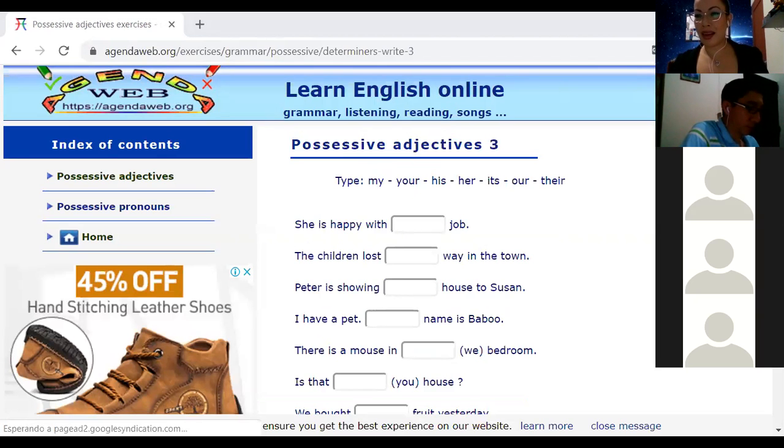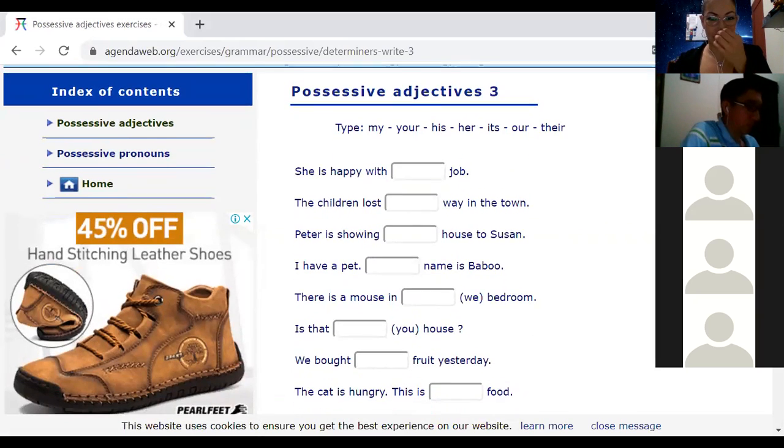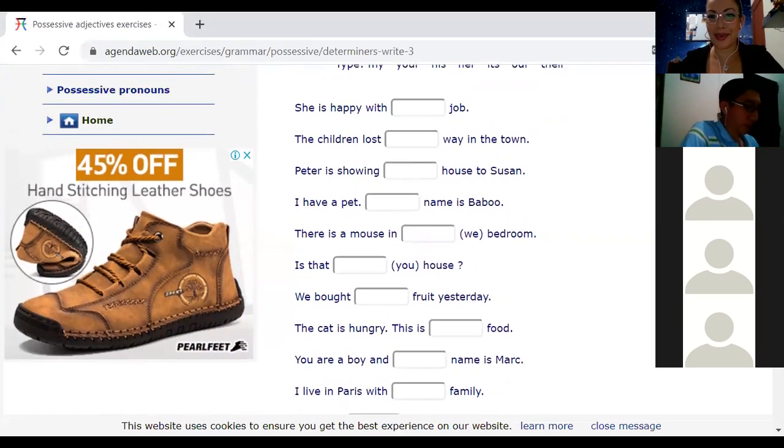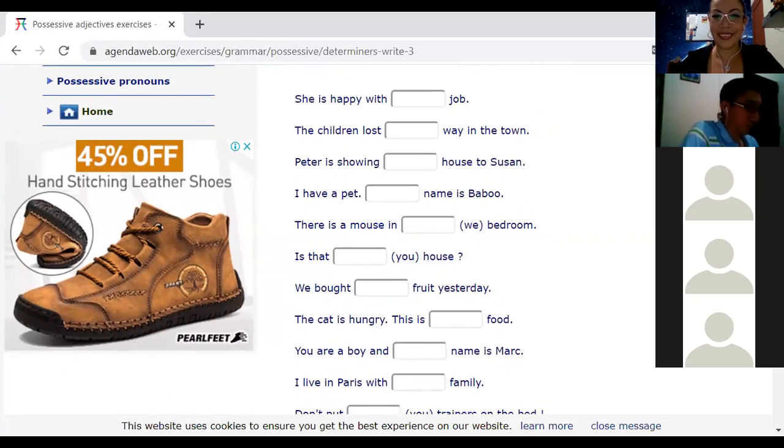En el segundo enlace van a ver estos ejercicios. Es lo mismo, okay. Básicamente, solo que ahora lo van a hacer ustedes solos en su dispositivo. Les voy a dar, quiero ver, 3 minutos.